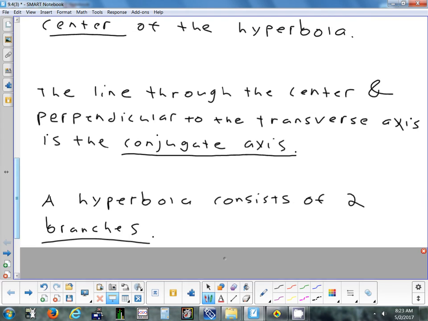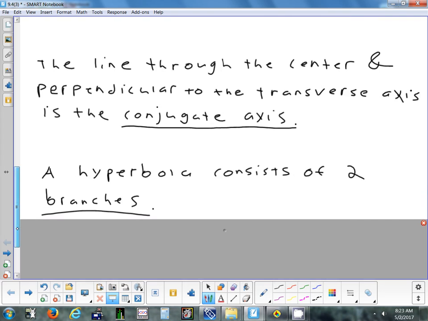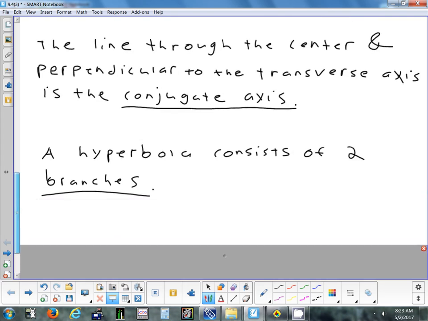And I said to you earlier that hyperbolas are in two parts. It's the only conic section that, to draw it, you have to pick up your pencil to draw the other part. The two parts are called branches. And for a hyperbola, there's two ways you can draw it. This is one way, where your transverse axis is horizontal. Or this way, where your transverse axis is vertical.